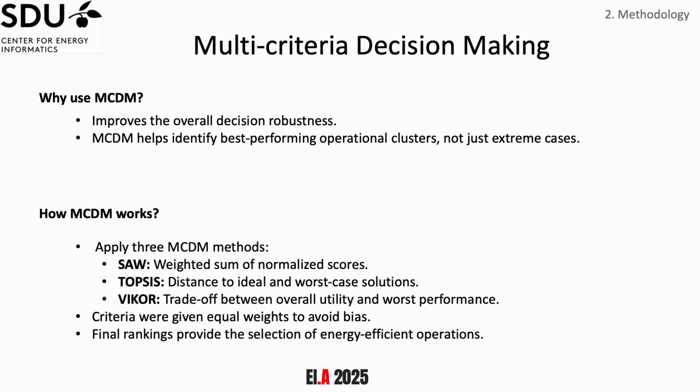Finally, we will use multi-criteria decision-making to rank and evaluate the clusters. The multi-criteria decision-making can improve the overall decision robustness, and it also helps identify the best performing operational clusters, not just the extreme cases. And we applied 3 multi-criteria decision-making methods, and the criteria were given equal weights to avoid bias. And finally, the ranking will provide the selection of energy-efficient operations.